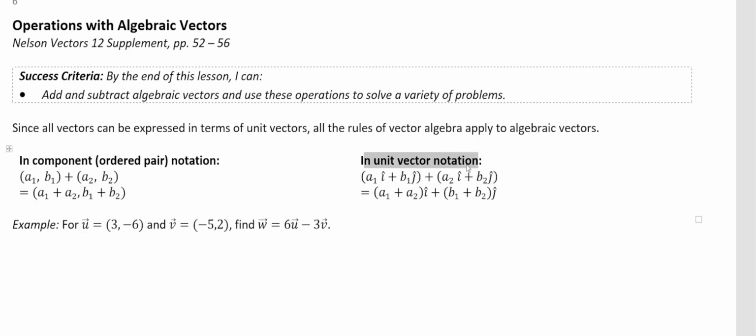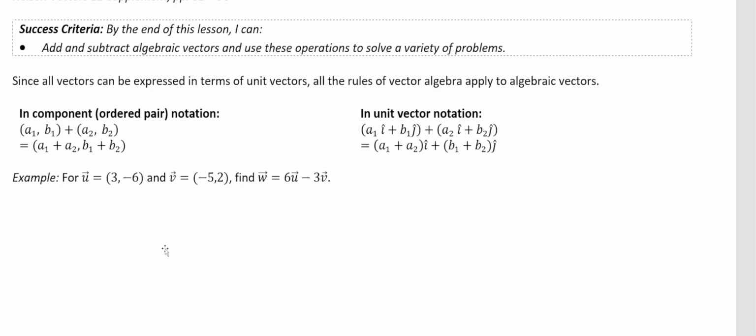In unit vector notation, we're going to add the x scalars. So the x scalars are right here, and then we're going to add the y scalars right there. You can see x scalars are added, and y scalars are added right there.